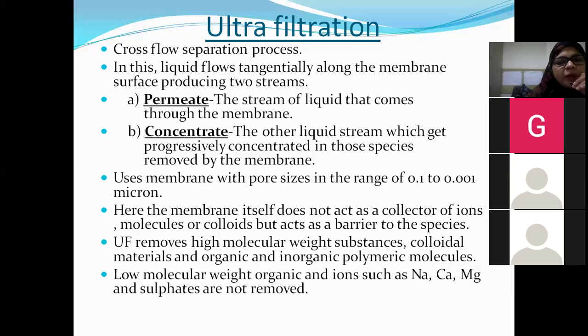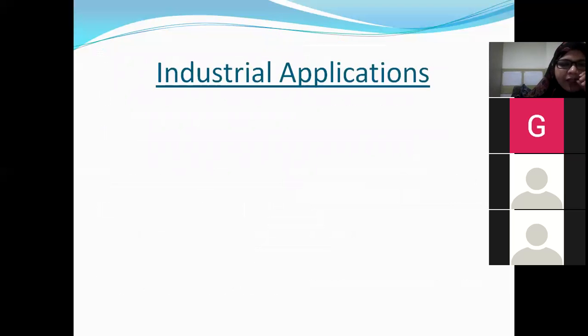क्योंकि आपने देखा उसमें reverse osmosis में हमने कितना use किया था? 0.0001 micron. Here we are using in the range of 0.1 to 0.001 micron. Okay, so that's why this is the difference. So this you have to write in the ultrafiltration. Then we will see industrial application.